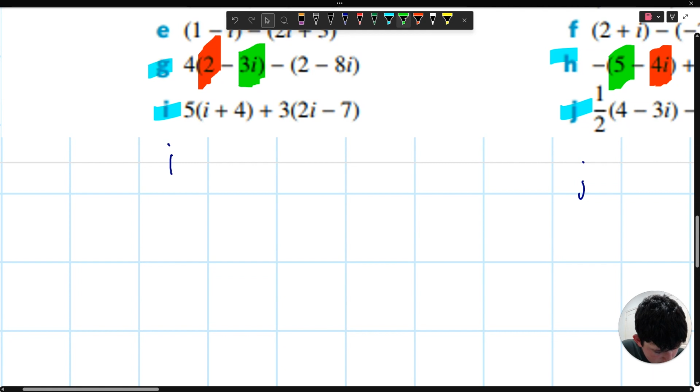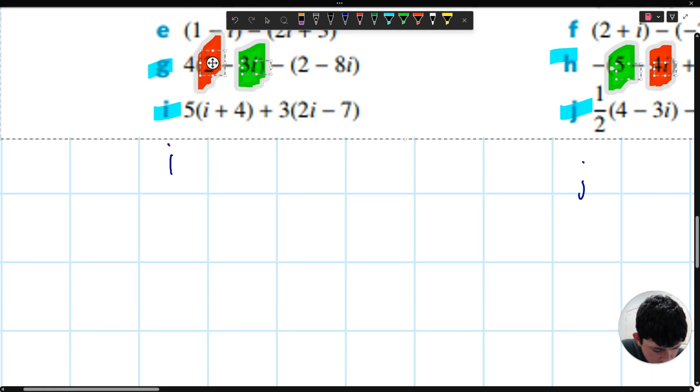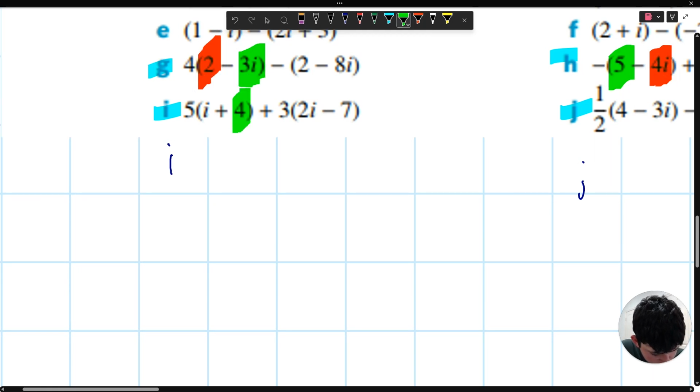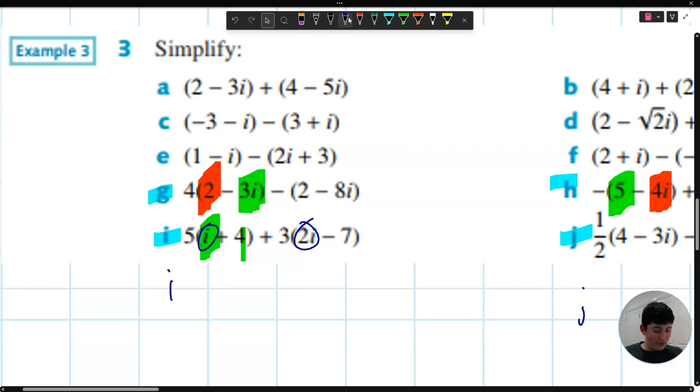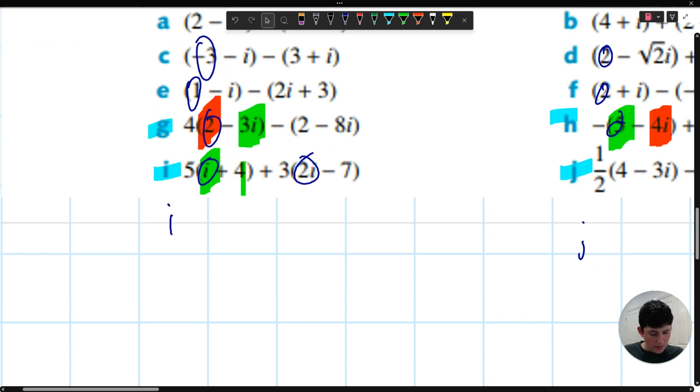Now, they're being a bit tricky here. They've put the real component in the second half. Regardless, you can see they've put the imaginary component first, whereas in all of the ones above, real component, real component, real component, real component, real component, they're second.